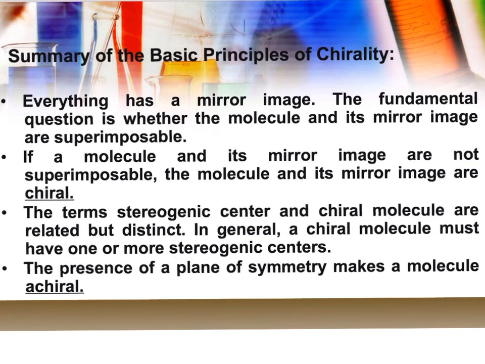So in summary, the basic principles of chirality is that everything has a mirror image. The fundamental question is whether or not the molecule and its mirror image are superimposable. If they are superimposable, then the molecule is called achiral. If the molecule and its mirror image are not superimposable, then the molecule is chiral. We also look at the presence or the absence of planes of symmetry. The presence of a plane of symmetry makes the molecule achiral. The absence of the plane of symmetry makes the molecule chiral.